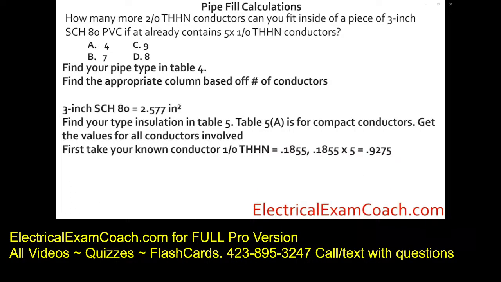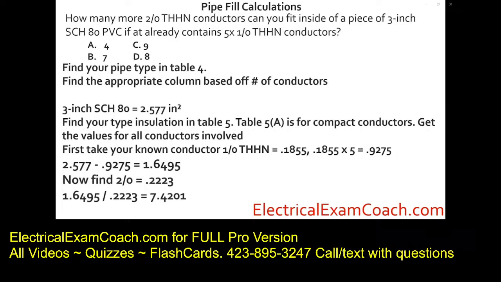First, we're going to take our known conductor, 1-aught, and we're going to multiply it by 5, and that's what we're already filling of this pipe. Then we're going to take our total fill, minus what we already have, and that gives us our remaining left to fill. Then we take our 2-aught conductor, and we divide our remaining left to fill by the conductor that we're wanting to install, and we're going to find that we can fit 7.4. Again, we're going to round down because it's less than 0.8, and we're going to select B.